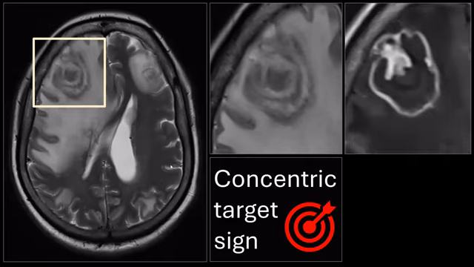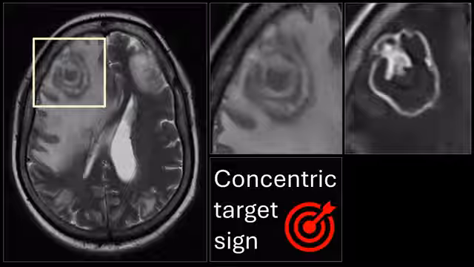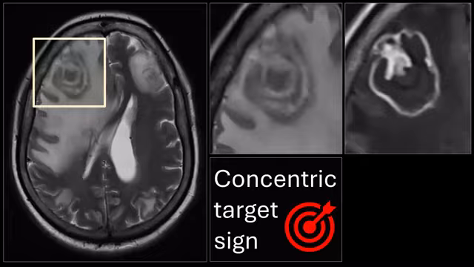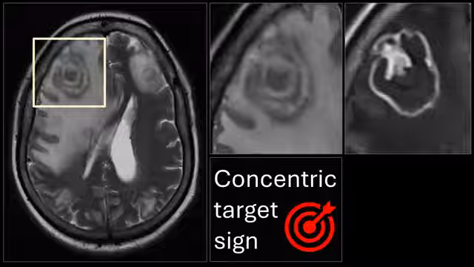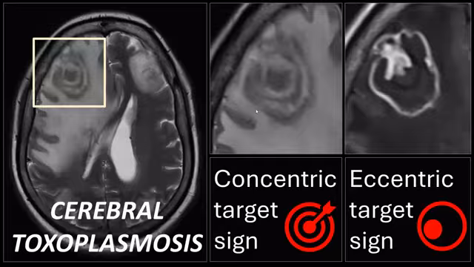But the same patient has a different pattern on T1 weighted images with gadolinium. This is the same lesion. We would expect to see enhancement of alternating rings. We don't see that. We just see enhancement of the outermost ring. And then we have an enhancing eccentric dot. This is the eccentric target sign. And these both signs combined are very suggestive for cerebral toxoplasmosis.